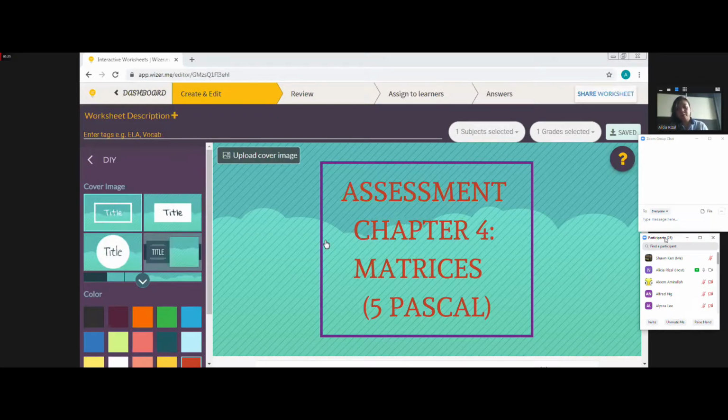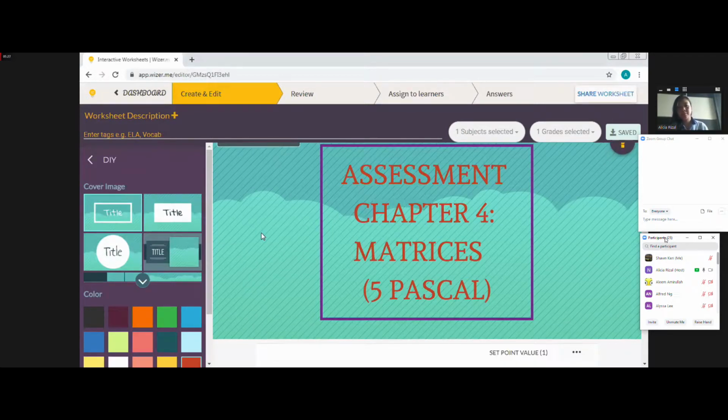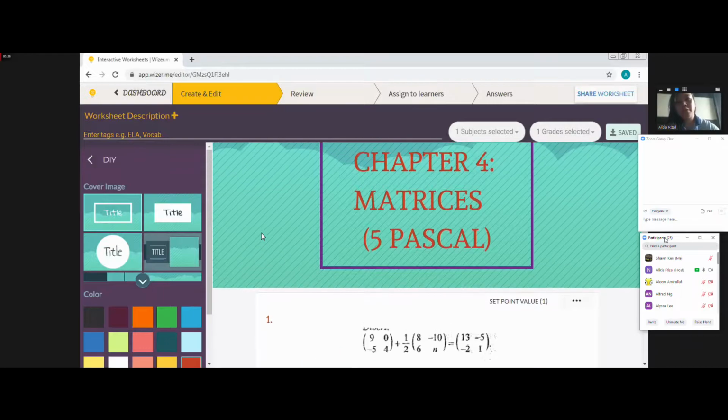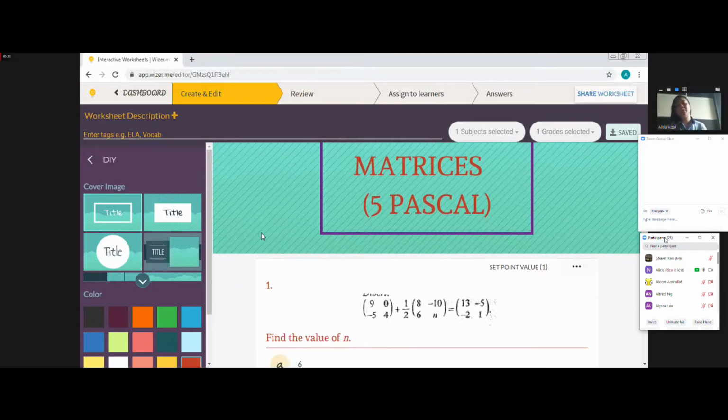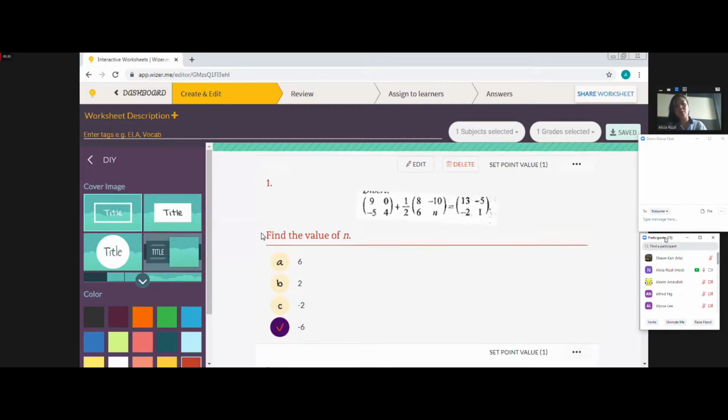All right. So this is chapter 4. Like I said, it's the same for your 5 Pascal or 5 UK. It's the same thing. I just separate them for easier marking.